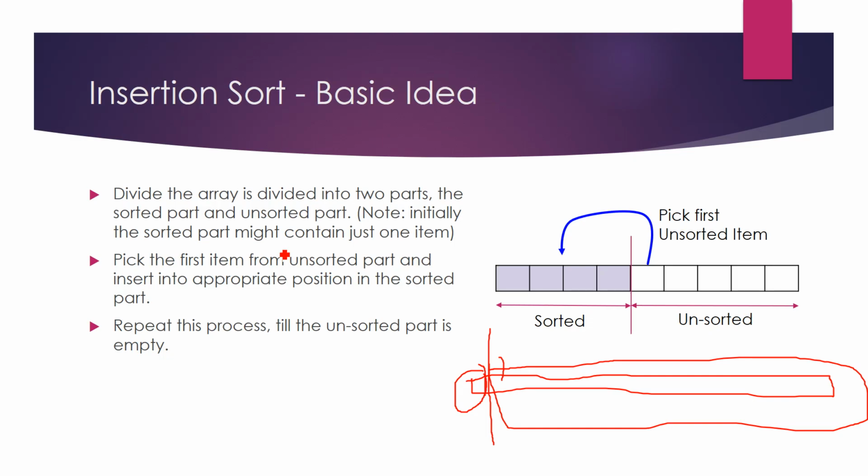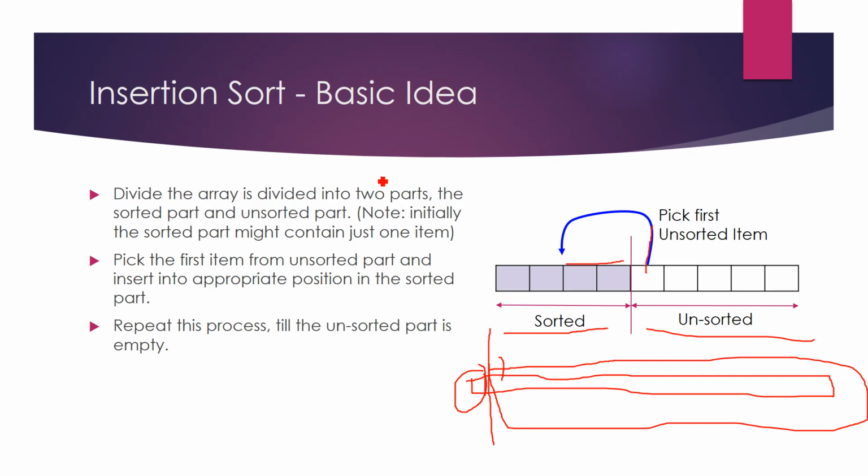Which means I might have to do some comparison with my existing sorted list, and then I might have to move some items because I need to make space, and then I will insert the new item into its position. So that's how it looks. I have a sorted part and an unsorted part. From the unsorted part I pick the first item.